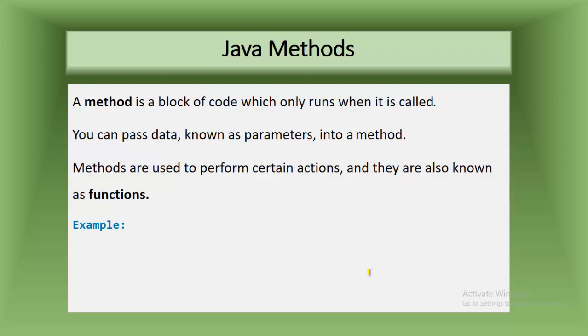A method is a collection of statements that are grouped together to perform an operation. When you call the System.out.println method, for example, the system actually executes several statements in order to display a message on the screen or the console. Also, a method is a collection of instructions that perform a specific task. You can pass data to the method, known as a parameter. Methods are used to perform certain actions and they are also known as functions.